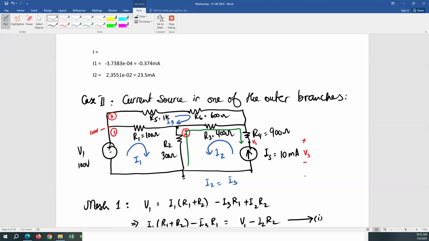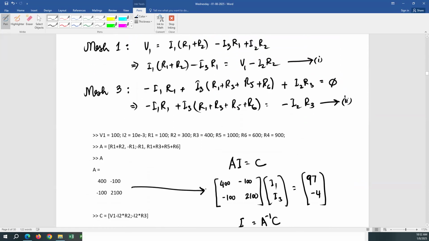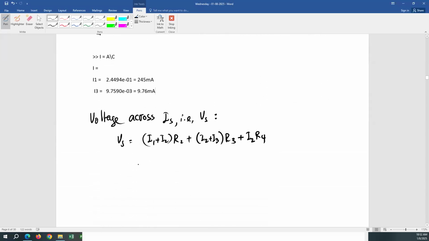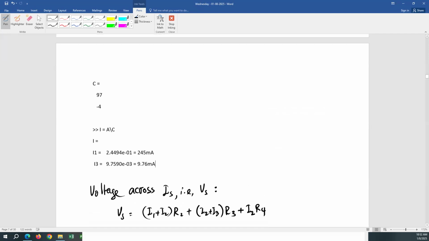Now, if you apply KVL in this one, that's fine. Negative Vs, positive I2 times R4, positive I2 plus I3 times R3, and positive I2 plus I1 times R2 is equal to 0. That will be the KVL equation, right? And that equation is exactly the same as the one I wrote, because negative Vs, when you take it to the other side, is going to become Vs. So basically, it is the application of KVL.